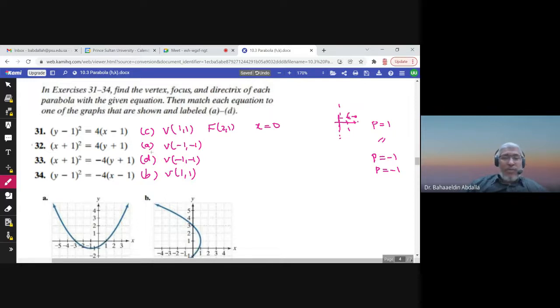32, I have the vertex -1 and -1, and the graph opens up.